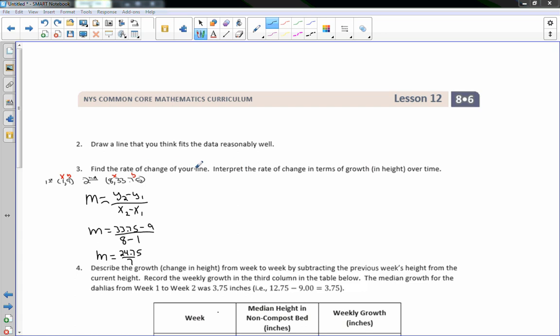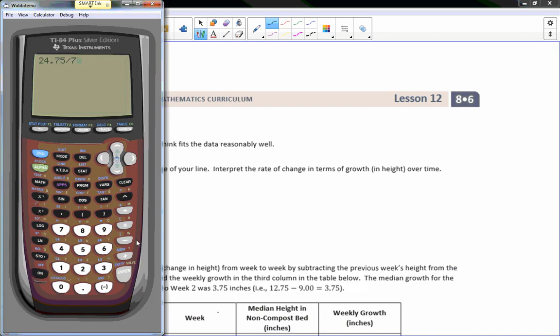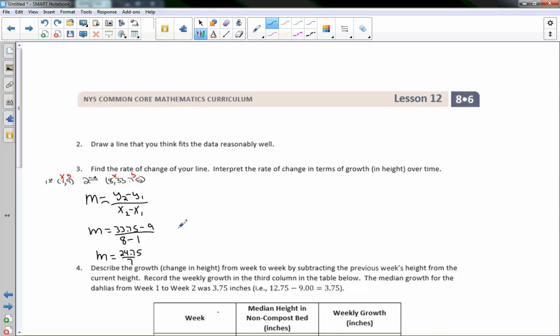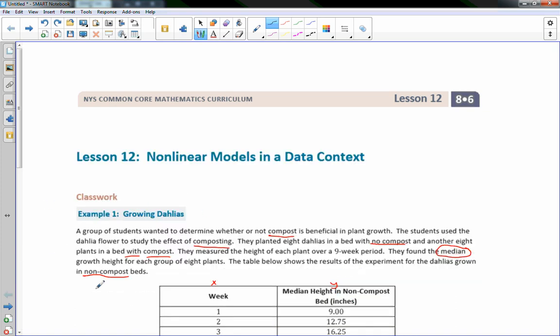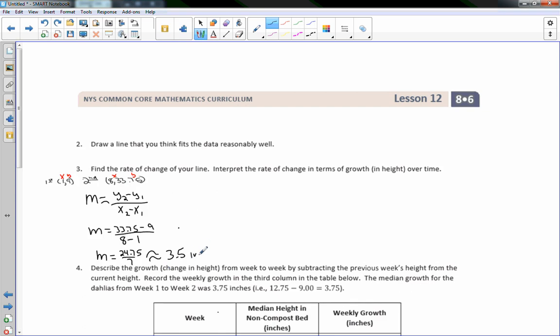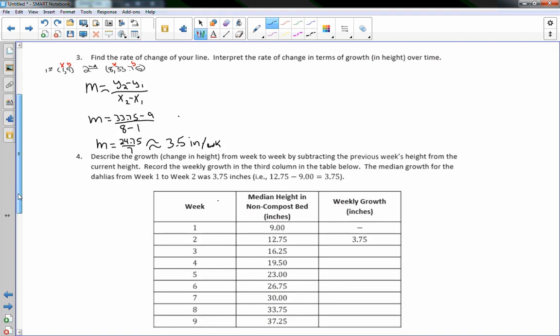Now it says to find the rate of change. There it is. Interpret that rate of change in terms of growth and height over time. Well, this means how much it grew in 7 weeks. So if I divide that by 7, on average, we'll find out how much per week it grows. I brought the calculator in, and 24.75 divided by 7 is approximately 3.5. And if I go back to my table, it is inches per week. Okay, approximately 3.5 inches per week that they grew.